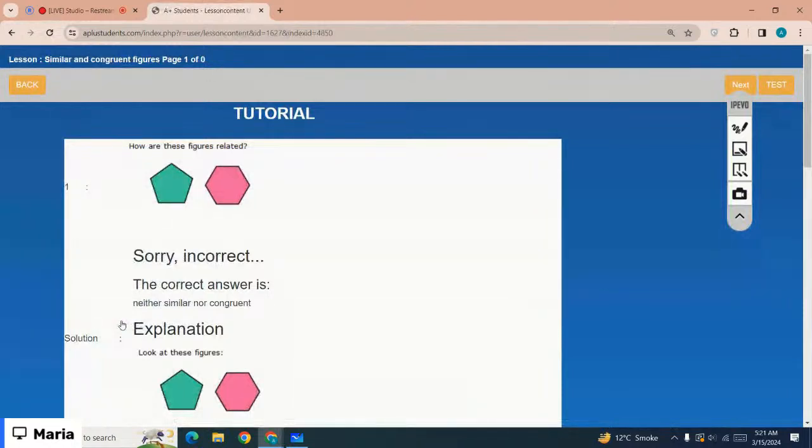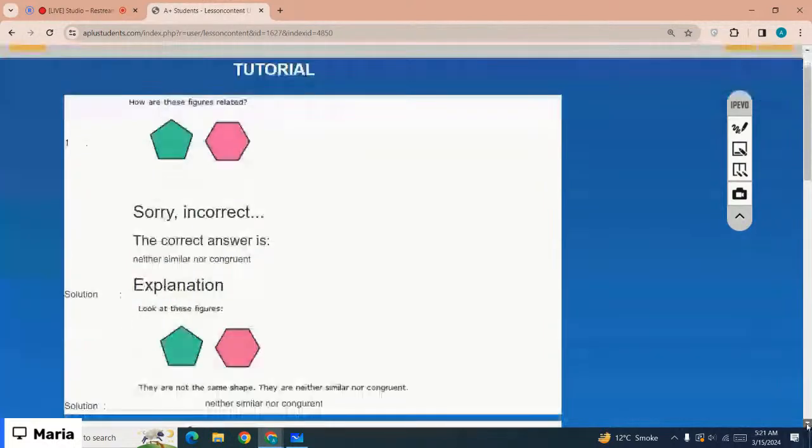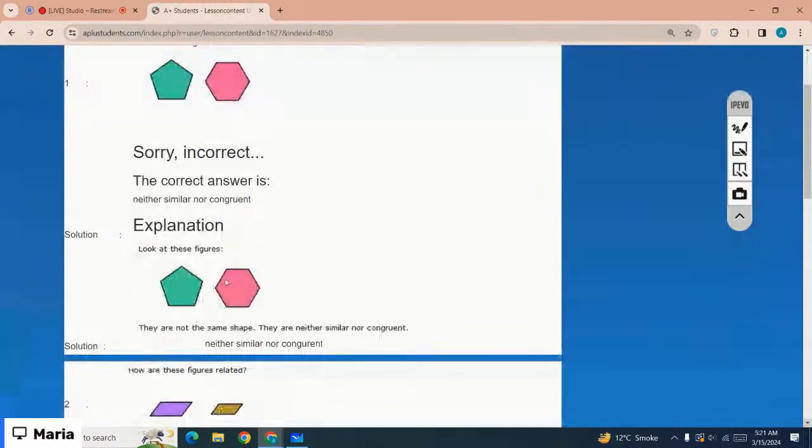How are these figures related? They are not related. This one has one, two, three, four, five sides. This one has six sides, right? So the shapes are not the same. They are neither similar nor congruent, right?